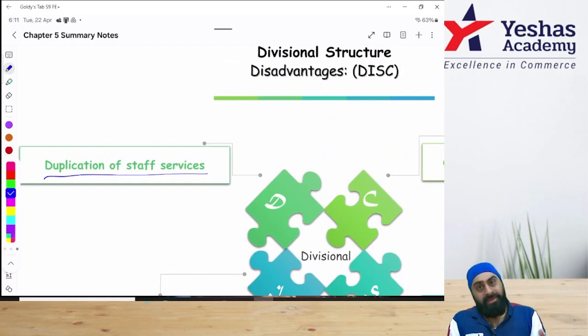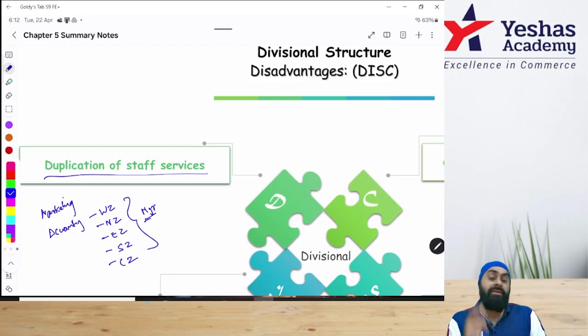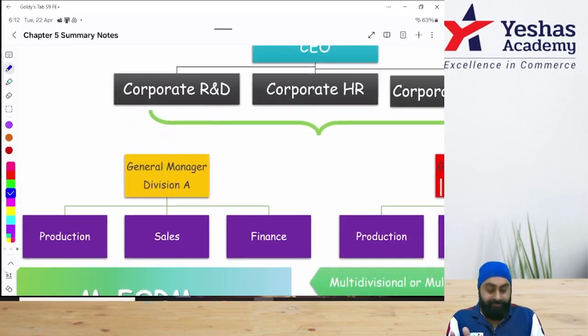Duplication of staff services. You are repeating work in different divisions. Let's say marketing, or let's say accounting. Accounting is required in Western Zone, Northern Zone, Eastern Zone, Southern Zone, and Central Zone. So you require 5 managers to handle this task. If you were in one location, only one manager could provide all the services. So there is a problem again.